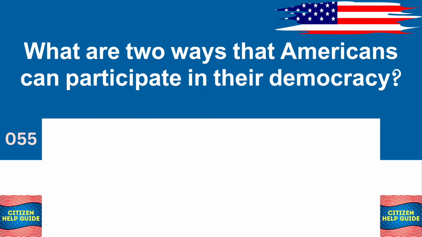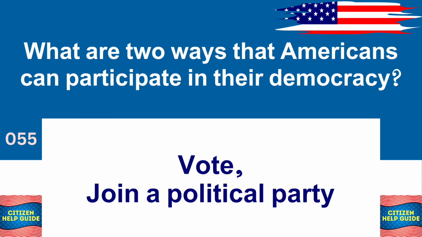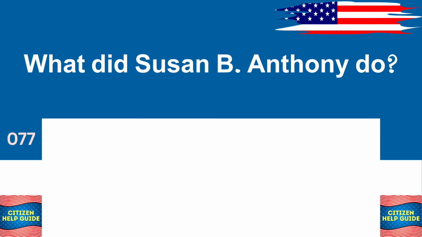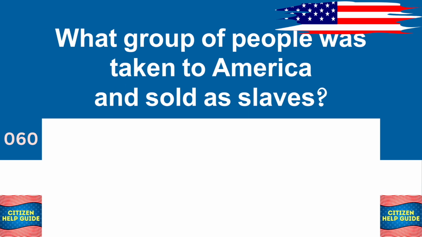What are two ways that Americans can participate in their democracy? Vote. Join a political party. What did Susan B. Anthony do? Fought for women's rights. What group of people was taken to America and sold as slaves? Africans.